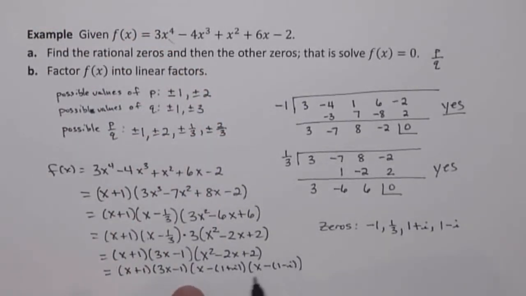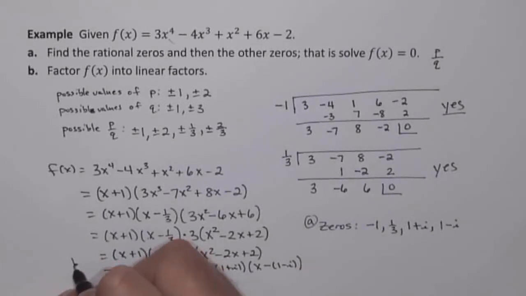And notice the parentheses. x minus the quantity 1 plus i and x minus the quantity 1 minus i. So here we have our 4 zeros. So this is the answer to part A. And then we have factored this into linear factors. Here's our answer to part B.